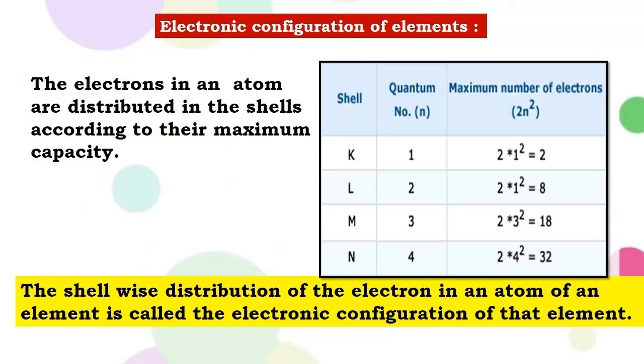The electrons in an atom are distributed in the shells according to their maximum capacity. K is 2, L is 8, M is 18, N is 32. This shell-wise distribution of the electrons in an atom of an element is called the electronic configuration of that element. We write this in numerical form, and the numbers are separated by commas.